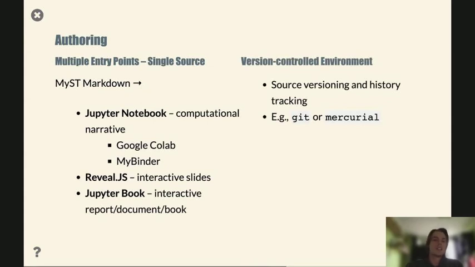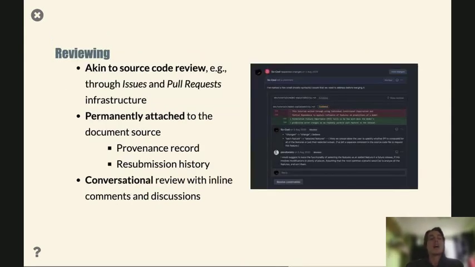And this is done usually with Git, but you can also use Mercurial or whatever other version control you use. When it comes to reviewing, you can use the software review infrastructure to this end. So all of the issues and pull requests available on GitHub, you can use that without developing anything extra.